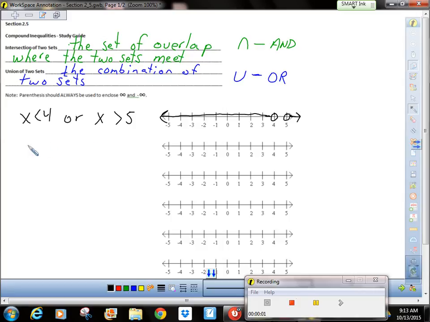Okay, let's do this one. X is less than or equal to 4, and X is greater than 0. What am I going to put for this time? A dot.